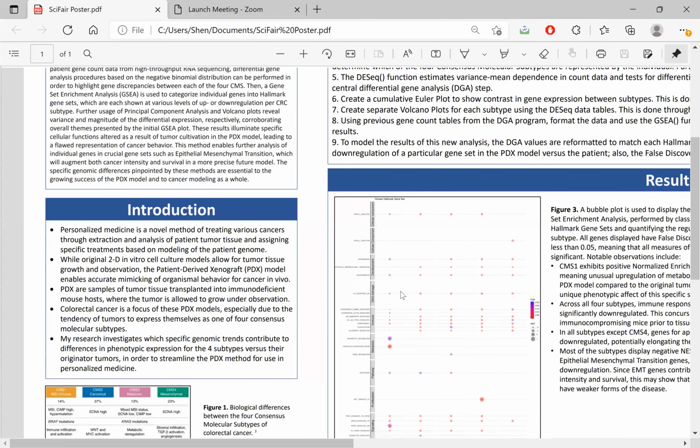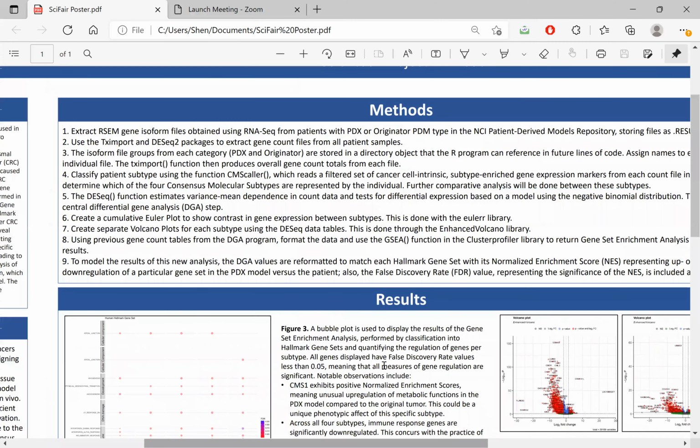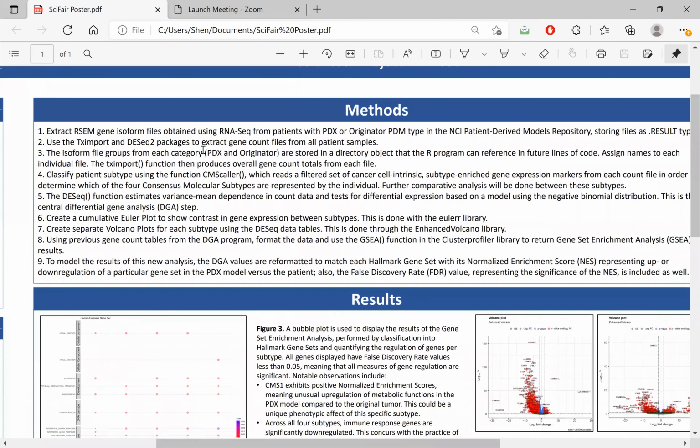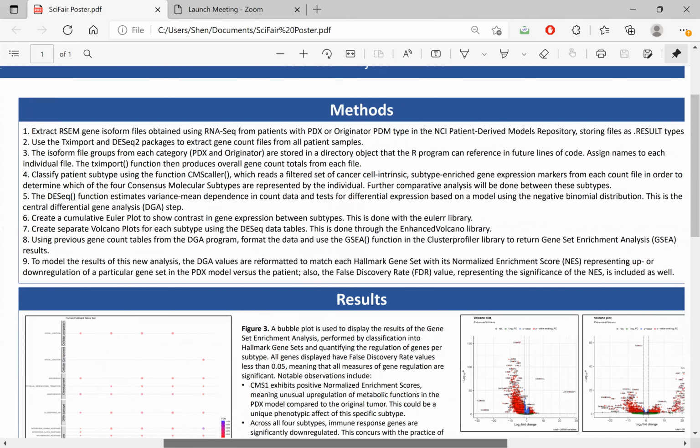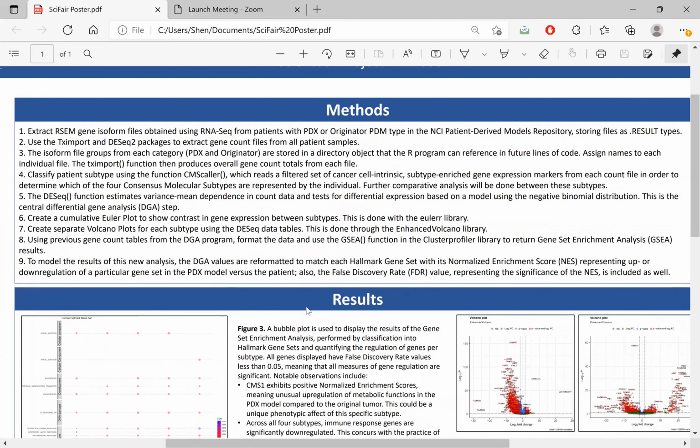So my procedure involved extracting gene isoform files from the database, then performing differential gene analysis procedures using the DESeq2 package. And then after that, I classified all of the different consensus molecular subtypes for each of the patients in the database, which after I extracted my counts file for my differential gene analysis, I performed various analyses to express the results of this data, including an Euler plot, volcano plots, gene set enrichment analysis, and also principal component analyses.